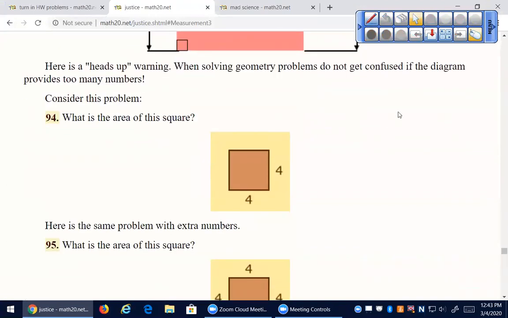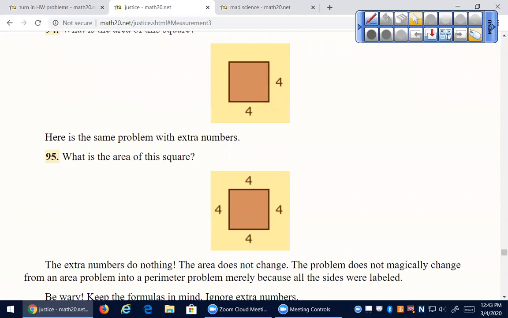Okay, before we do another one, a little warning. What's the area of this square? 4 times 4, so 16, right? If I label the other sides, the area is still 16. I'm just labeling more. So it doesn't magically turn into a perimeter problem where I add everything up just because I'm labeling more. In this case, it would be 16, but it would be linear instead of area. I should make it in 5s.